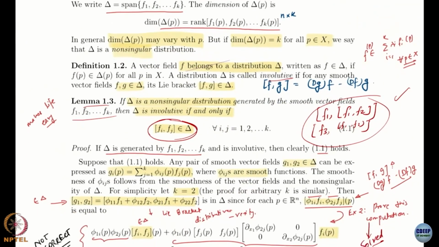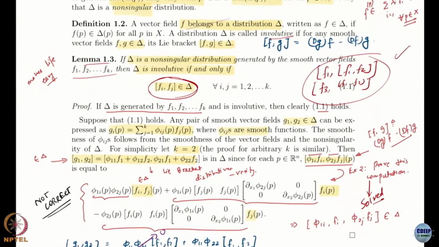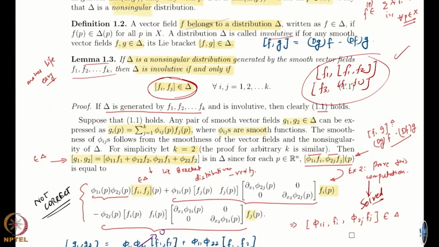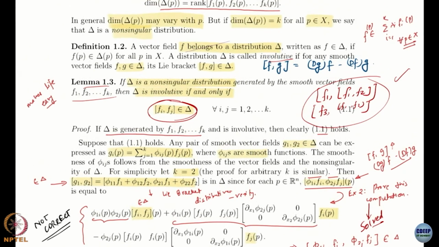So, we will always work with non-singular distributions, and then we stated and proved this lemma, right, which is saying that if delta is a non-singular distribution, then involutivity is exactly identical to the Lie bracket being in delta. Yeah. So, actually I forgot, we also defined involutivity, which is saying that if there are two vector fields in the distribution, if f, g belong to the distribution, then their Lie bracket also belongs to the distribution, right.